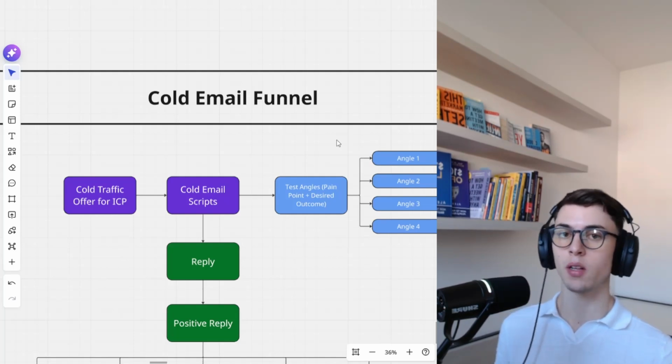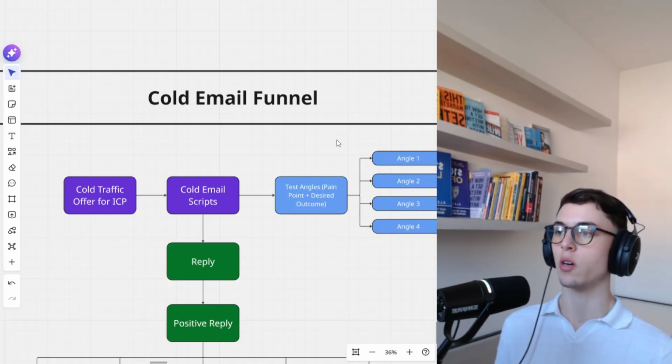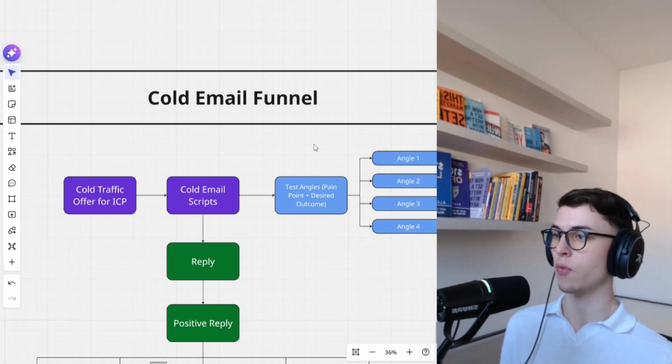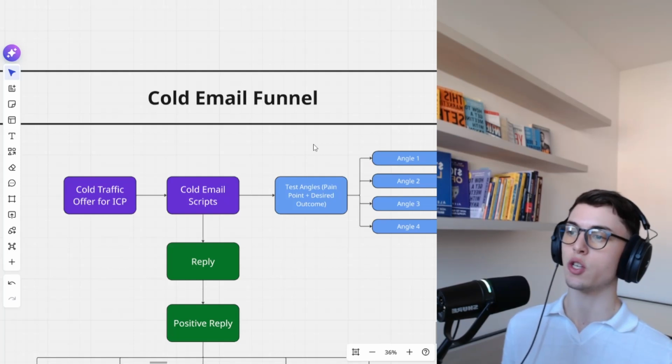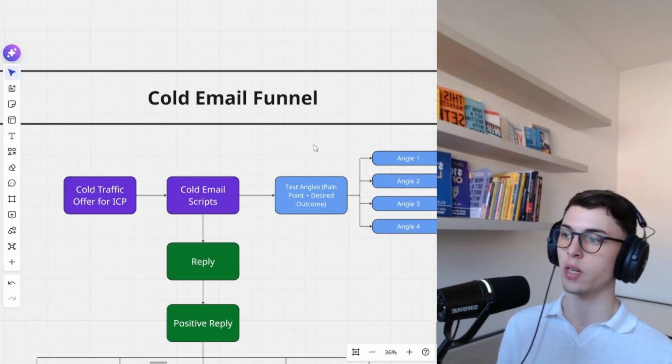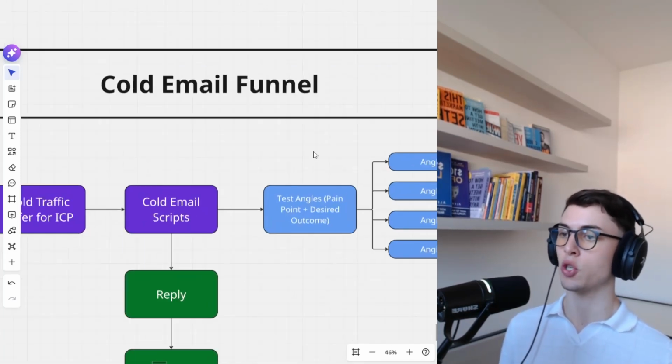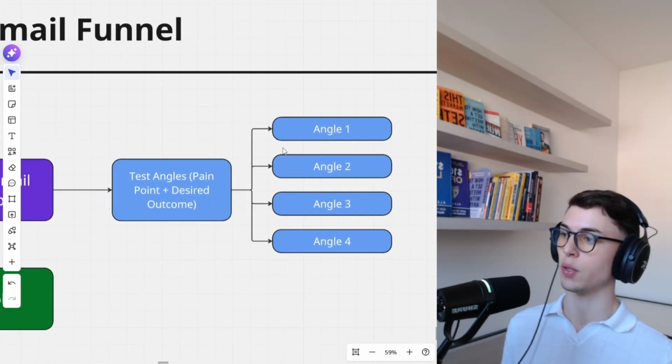So that's typically where we start for our clients. We test the offer. And when I say the offer, there's really just one core offer, but you can position it in different angles, right? So you can essentially position the same offer through different angles like you can see here.